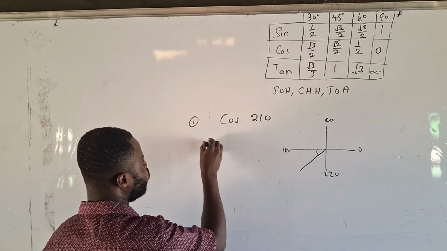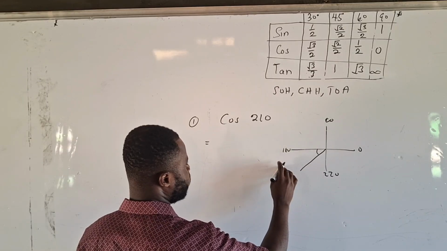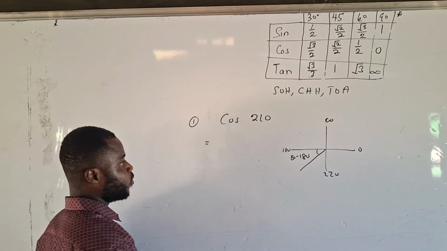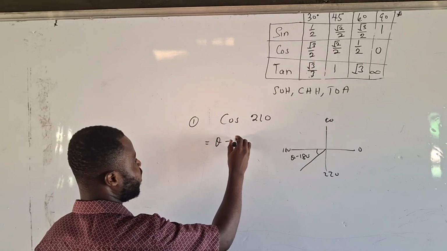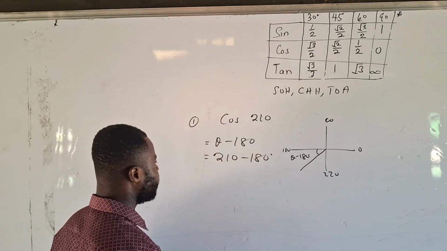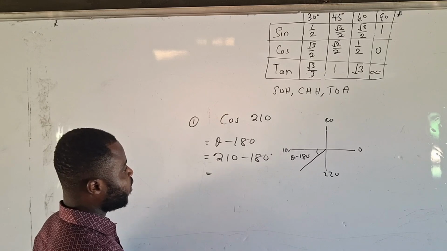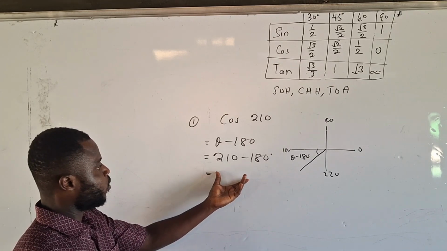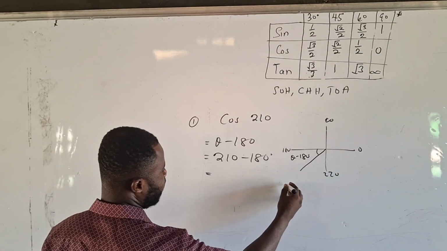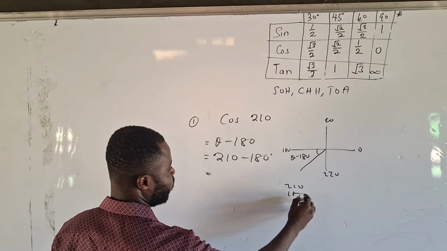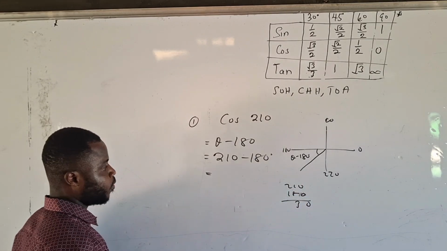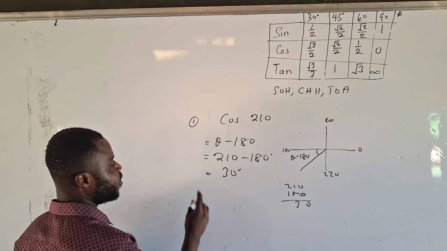So cos is going to be, now in the third quadrant, the angle minus 180 degrees. So it is theta, which is any angle, minus 180 degrees. So we have 210 minus 180 degrees. What answer is it going to give us? You can just punch your calculator. 210 minus 180, so it's going to give us 30 degrees.